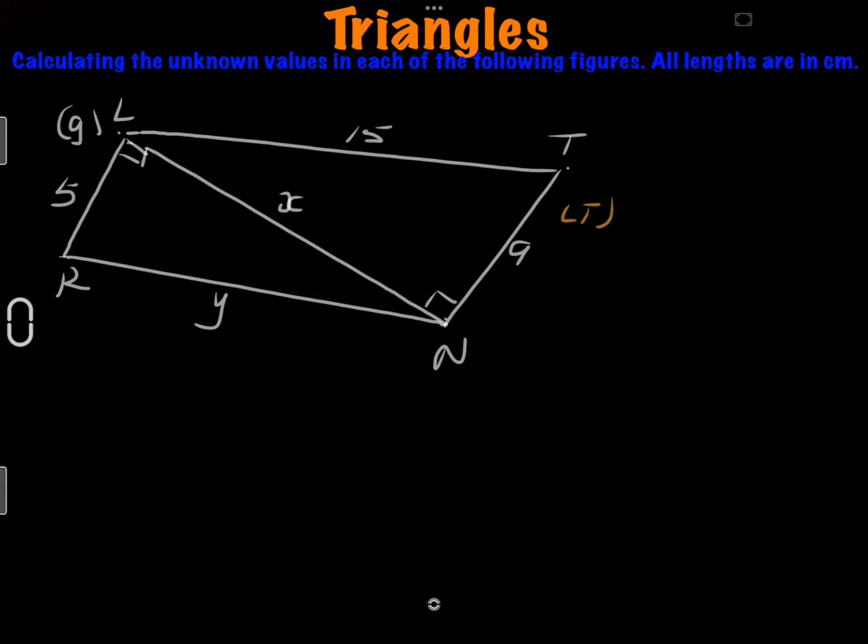Side LT squared is equal to side LN squared plus side NT squared. Okay, so now let's substitute. Side LT, we have 15 squared is equal to LN. We don't know what LN is, so we just simply keep it as X, plus TN. We know that it is 9 squared.